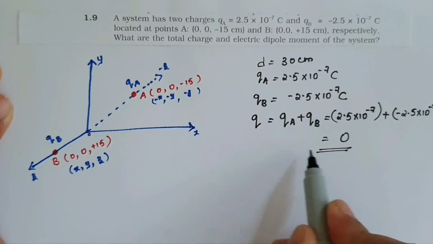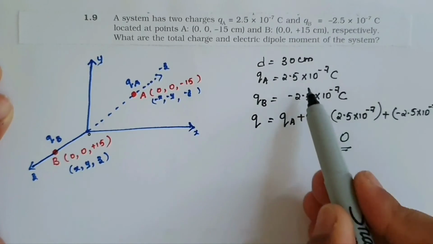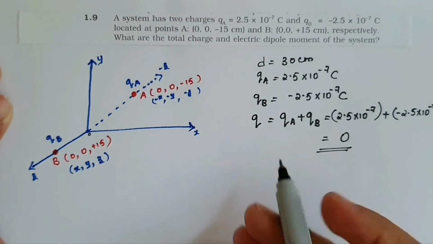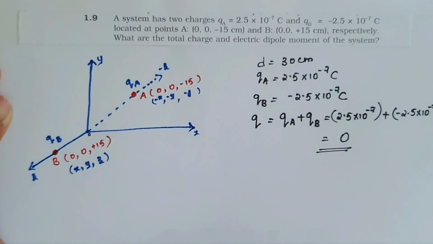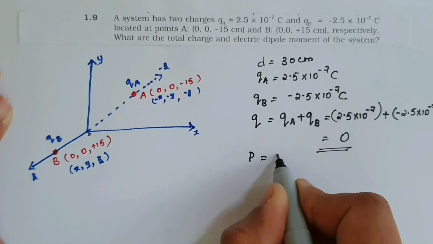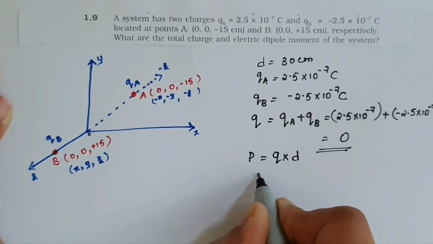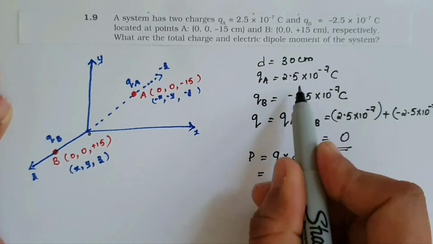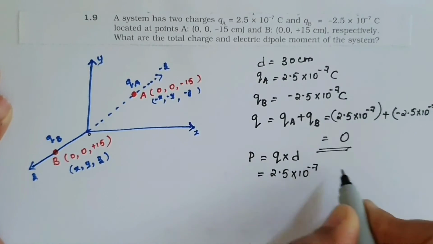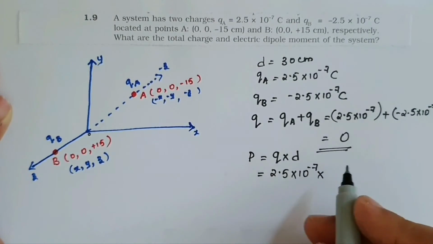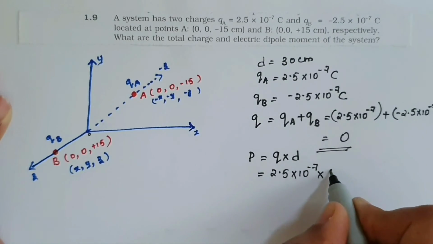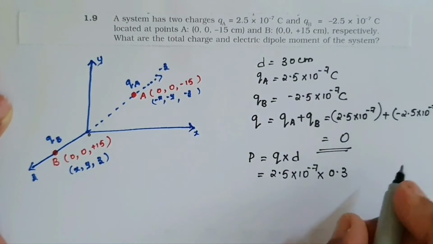So the total charge of the system is equal to 0. These two are equal and opposite charges, so their sum is equal to 0. Now we have to find the electric dipole moment of the system. Electric dipole moment P is equal to charge into distance. This is equal to, what is Q? That is 2.5 into 10 raised to minus 7 Coulomb into D, that is the distance between these two charges. It is 30 centimeter, therefore 0.3 meter.